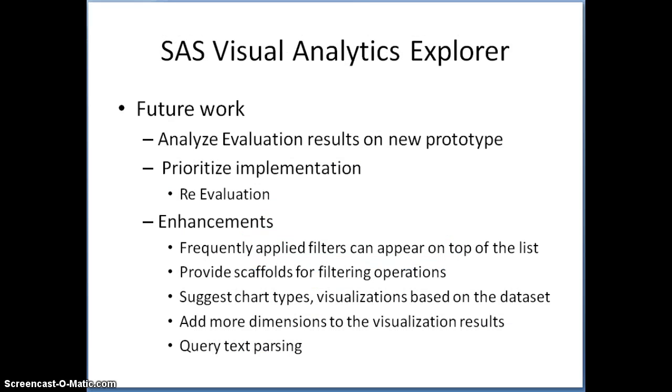For future work, we recommend that we analyze the evaluation results on the new prototype as we've already begun to do. We also believe we should prioritize an actual implementation of this so that we can continue going forward with it. Some enhancements could include frequently applied filters that can appear on top of a list, also giving scaffolding options for the filtering operations. We can suggest chart types for the user to select based on whichever data sets they have selected. We can also add more dimensions for the visualization results and add query text parsing.